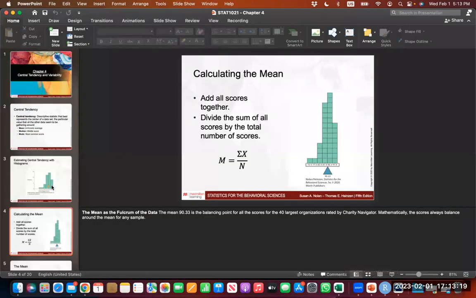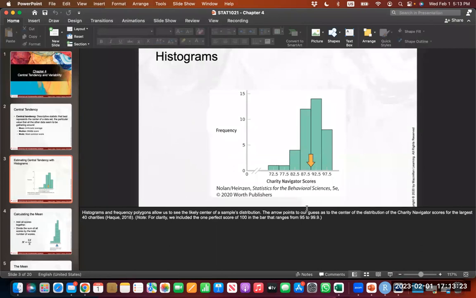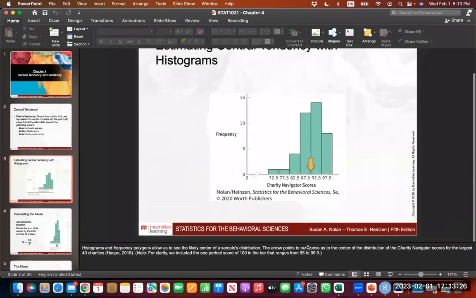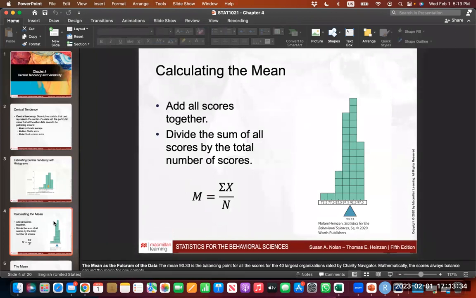And this is basically what Nolan and Heinzen has shown here with this graph. And they are showing here basically already with a yellow arrow, they're showing the mean. So now the mean. So we have the mean, the median, and the mode. These are the three markers of central tendency we're going to discuss today.